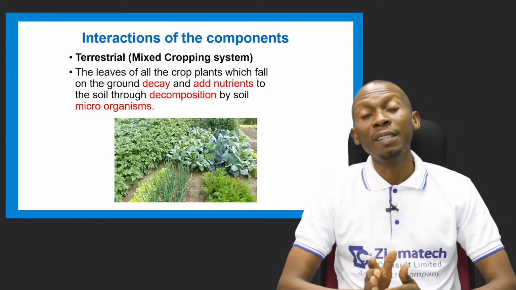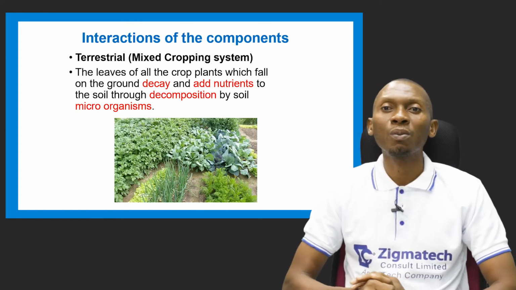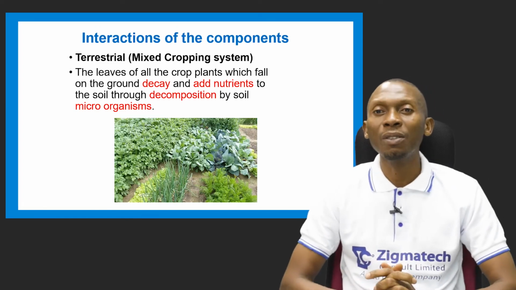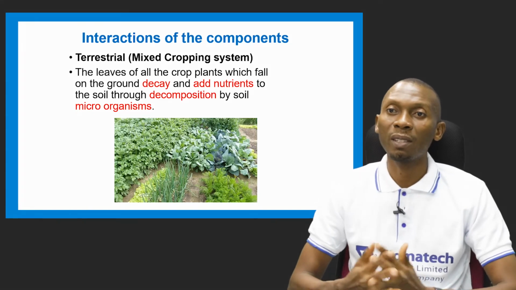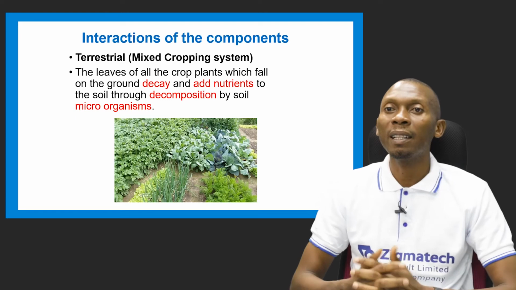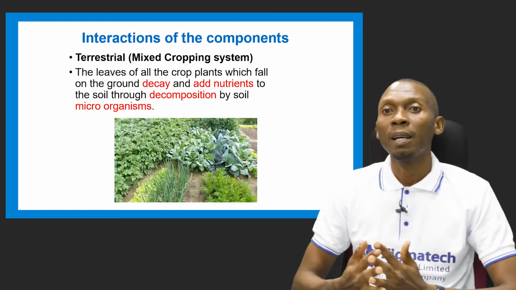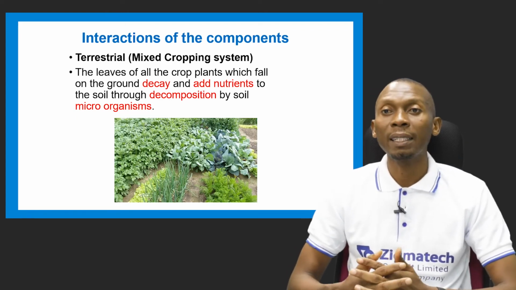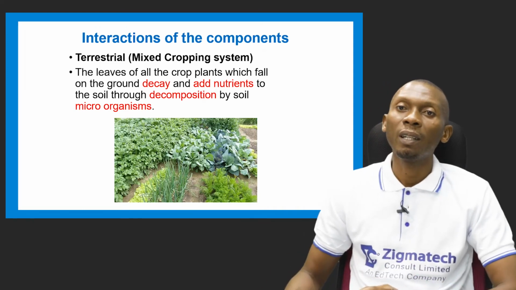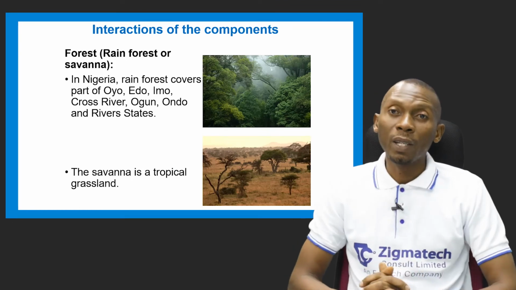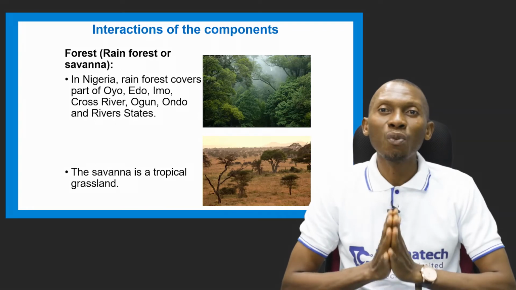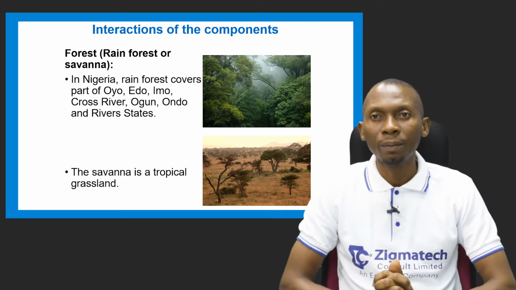We also have that the leaves of the crop plants which fall down, when they decay, add nutrients to the soil through decomposition by some soil microorganisms. So you can see the leaves, which are the biotic components, when they fall to the ground and decay, release nutrients, which are abiotic components, to the soil. Okay, now let's look at another interaction of the biotic and abiotic components as regards the rainforest or savanna.